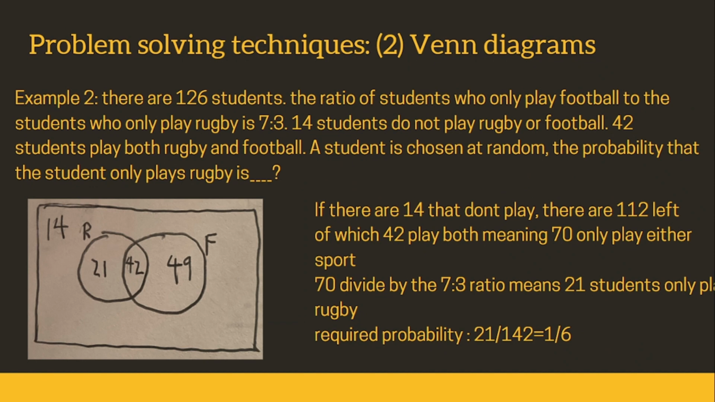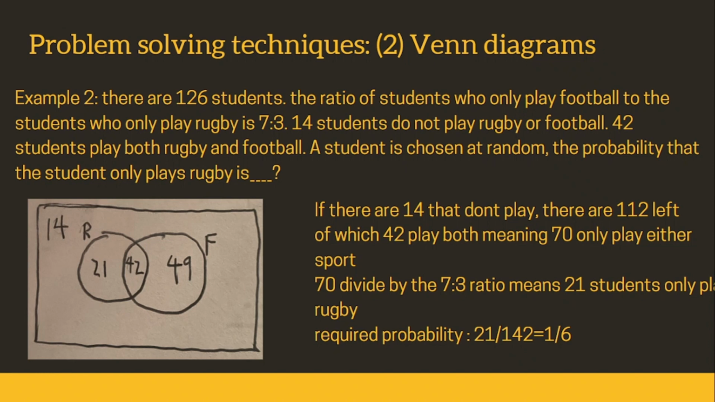And another example is, let's say there are 126 students, and the ratio of students who only play football to the number of students who only play rugby is 7:3. 14 students do not play rugby or football at all, and 42 students play rugby and football at the same time. A student is chosen at random. Find the probability that the student only plays rugby.